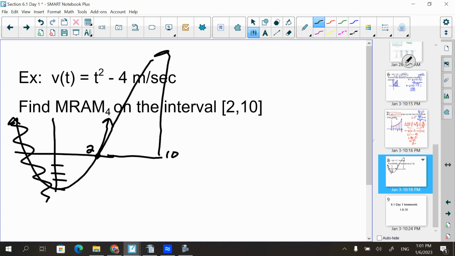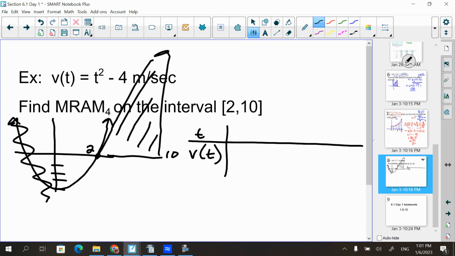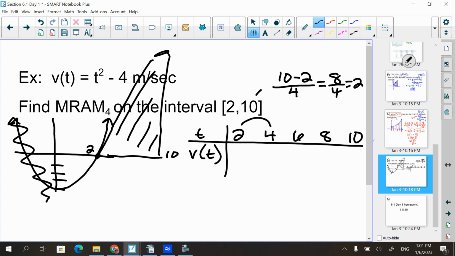You don't really have to have the graph in order to find that area. You can just take and draw out the chart. You're going to start with 2. They want MRAM 4. So if you want to know how wide they are, you take B minus A, which is 10 minus 2, divided by N. That gives you 8 over 4, which is 2. So every 2 units. So add 2 to this, and keep adding 2 until you get to this last number that you see. Plug them in to find each value.